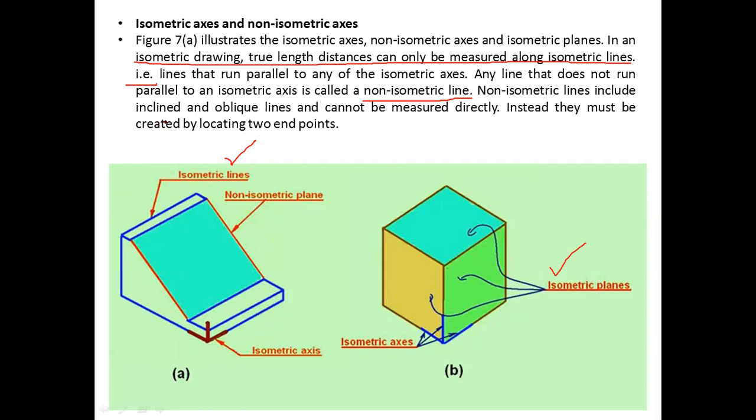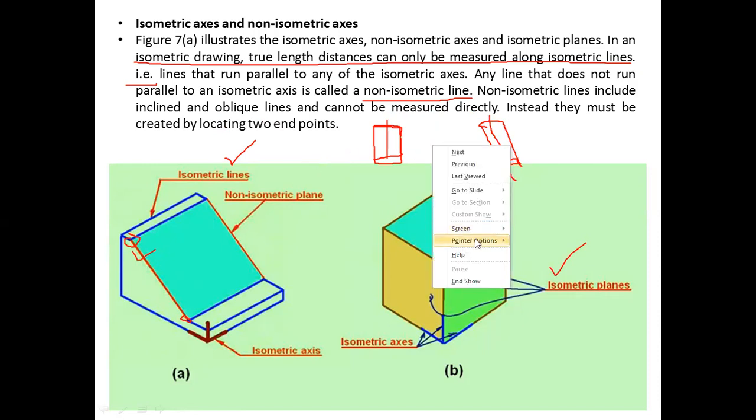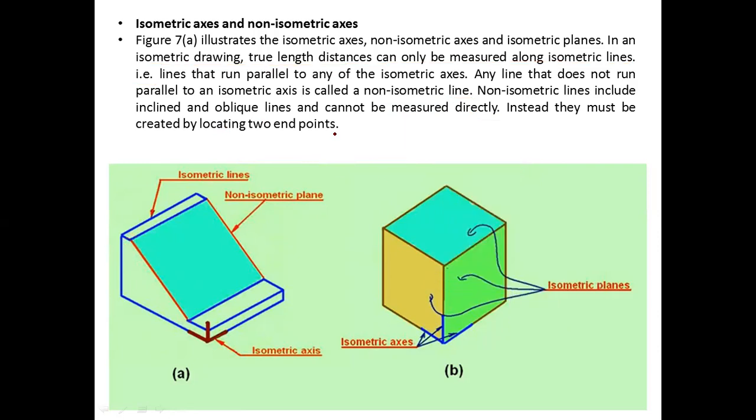The non-isometric lines include inclined and oblique lines. These are inclined lines. They do not run parallel to any of these three. And oblique lines, we have seen what oblique means. If this is the regular shape of an object, then oblique can be like this, where the axis is inclined at some angle. That is called oblique. And these cannot be measured directly. Instead, they must be created by locating two endpoints. So what is done is that they are directly joined by locating the endpoints. We need to draw the other structure, the other component, and then directly join those lines. By doing so, we will be able to do that. Okay. Are the yellow markings still visible on the screen?